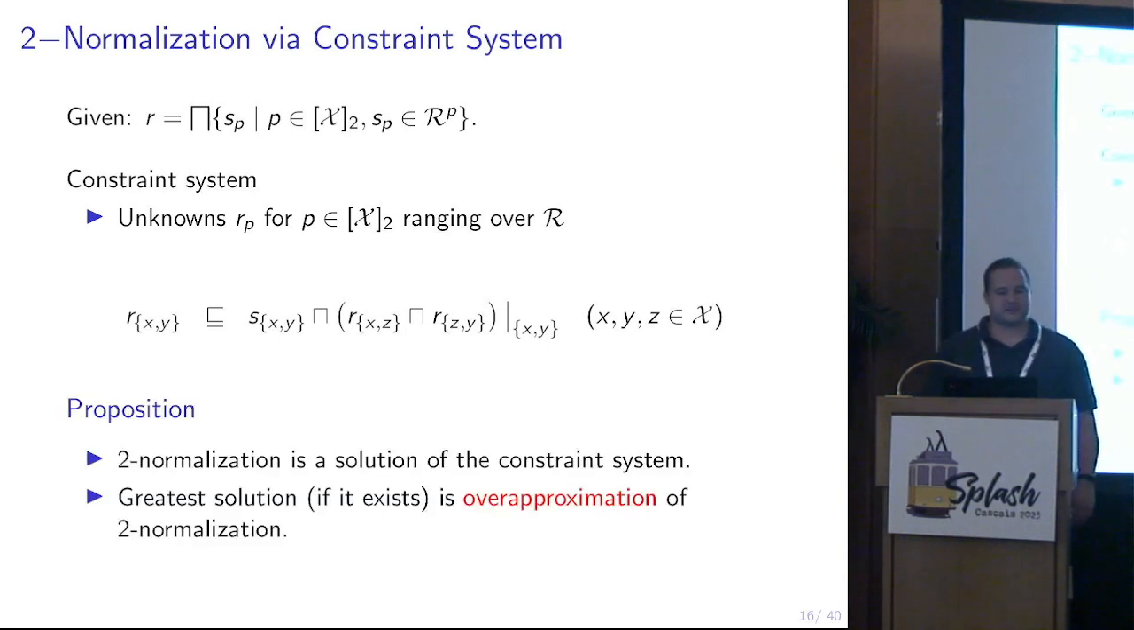And then we have a small proposition here, namely that the 2 normalization is a solution of this constraint system. This can be verified quite efficiently. You just plug it into the constraints, and you immediately get it. And the consequence of this is that if there is a greatest solution, it is an over-approximation of this 2 normalization.